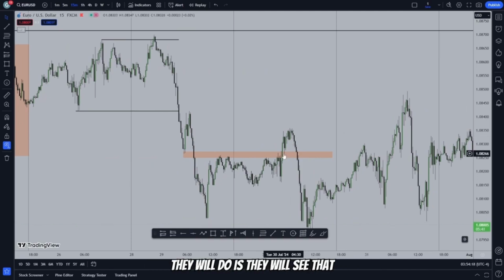What they will do is they will see that this is a breakout, and then they will try to take trades, because they're not framing trades with their high time frame narrative. They're not bringing the high time frame narrative into their smaller time frame trading, right? So that's why, as we can see, I will take a sell over here.